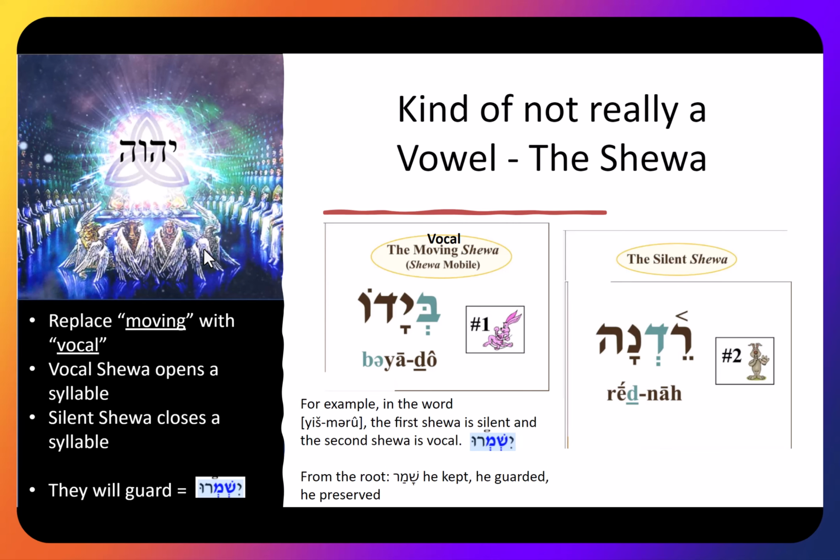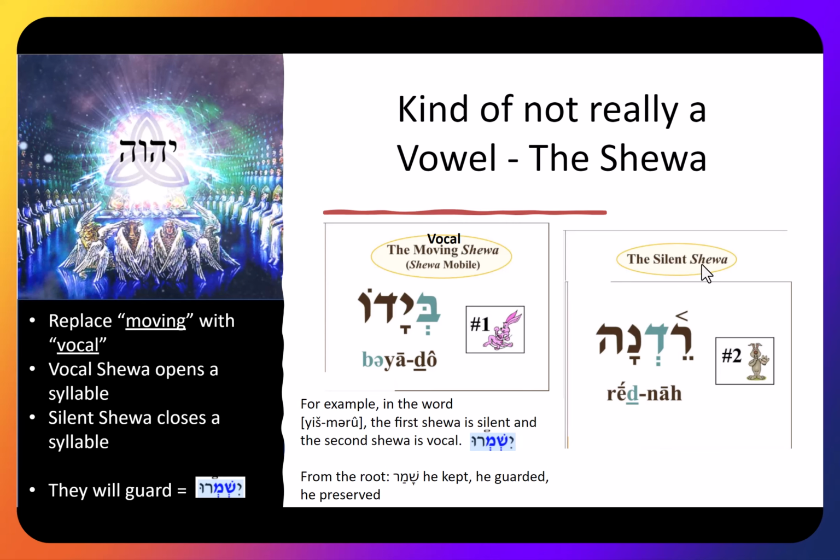Some materials will call it a vowel or a special vowel. Other materials will call it a syllable divider. Most of the time, it is a syllable divider, and that's just generally its job, but not always. So I think it's just better to say it's a special rule. So here we have what's called a vocal or moving Shewa. I prefer vocal versus silent.